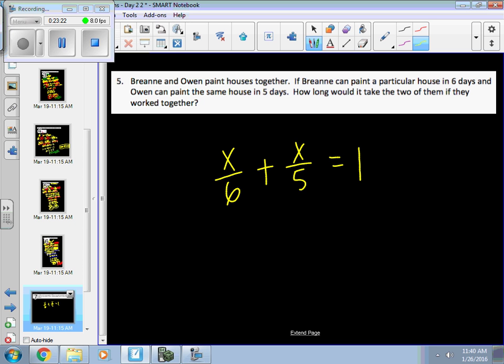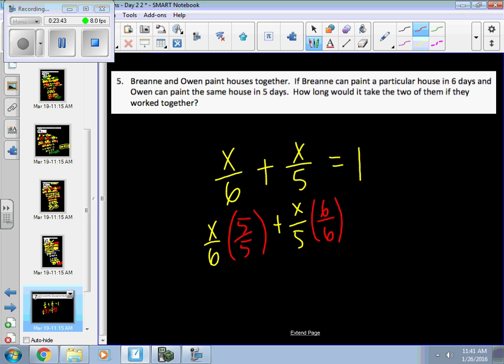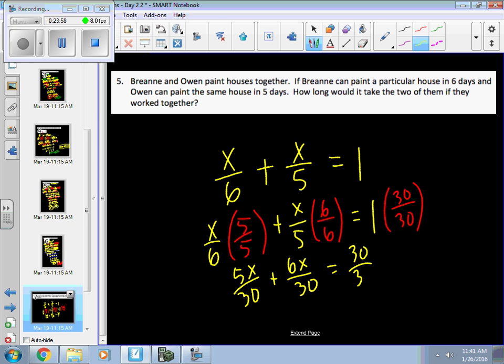So to solve this out, we've got to get a common denominator here. What's the least common denominator of 6 and 5? It would be 30. So let's do some multiplying here. We got x over 6. This one we're going to want to multiply by 5 over 5, plus this next one we're going to want to multiply by 6 over 6. And this last one here of 1, to get a common denominator, we're going to have to multiply by 30 over 30. All right, so now we got 5x over 30 plus 6x over 30 equals 30 over 30.